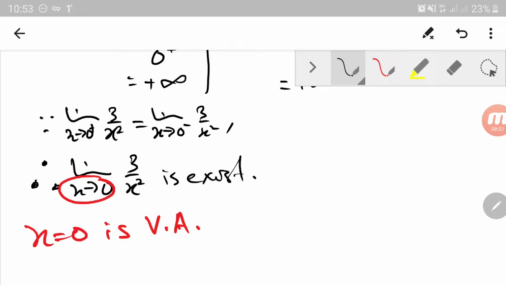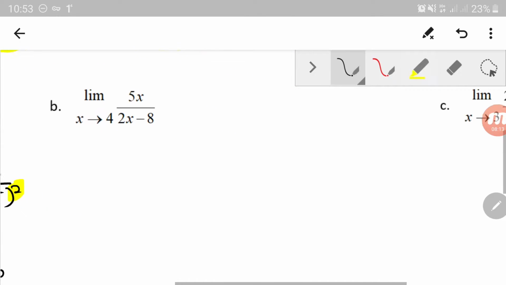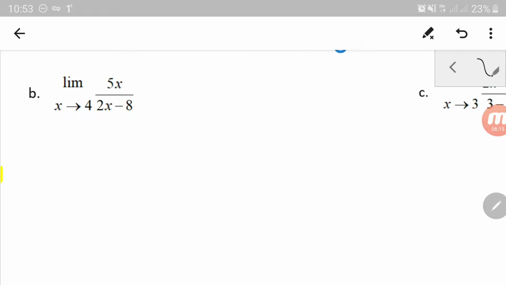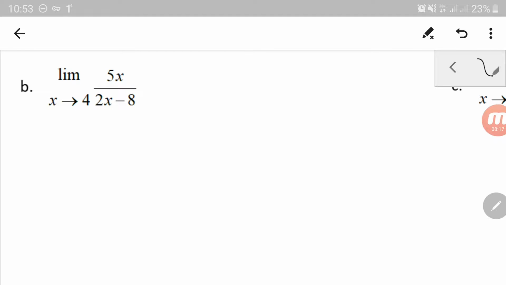Okay, so this is very crucial if you are going to sketch the function. Okay, let's continue with the second example. Now, this one, as you can see, if we directly substitute, we get 20 down there. So we get 0 here, right?